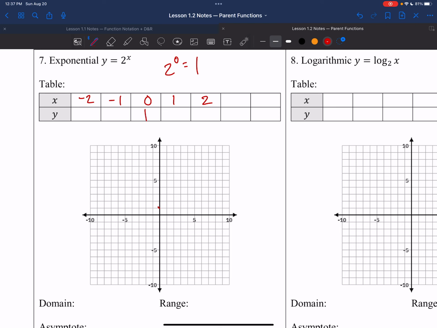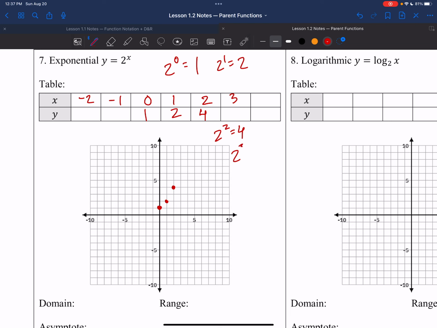So 0, 1 is actually right here. And then 2 to the power of 1 is 2. And then 2 squared is 2 times 2 is 4. So that's 4. So it's 1, 2, and then 2, 4. And if I do 3, then I do 3 squared. Oh, I'm sorry. Am I doing this wrong? No, I've been doing it right. I just messed that part up.